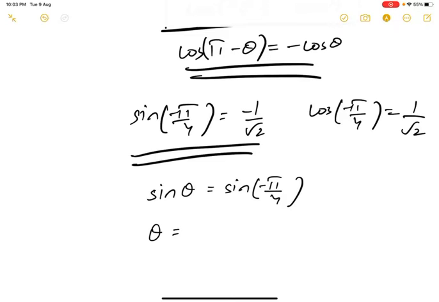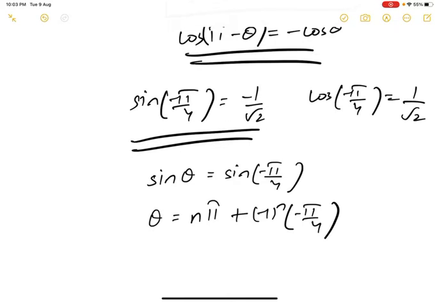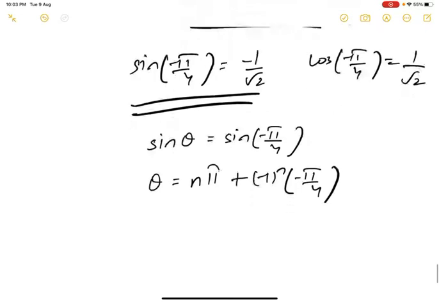Then keep in mind, general solution has all the solutions. So general solution also has the principal solution. So if you are finding one solution, for example minus pi by 4, you can put this solution inside the general solution and then try to find the principal solution. So I'll write down theta is n pi plus minus 1 raised to n minus pi by 4. So this is our general solution. Now you will try to find out the principal solution.